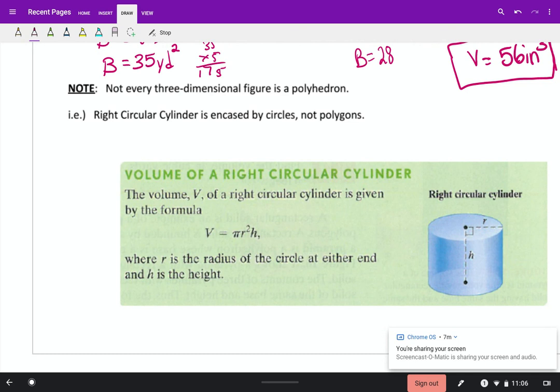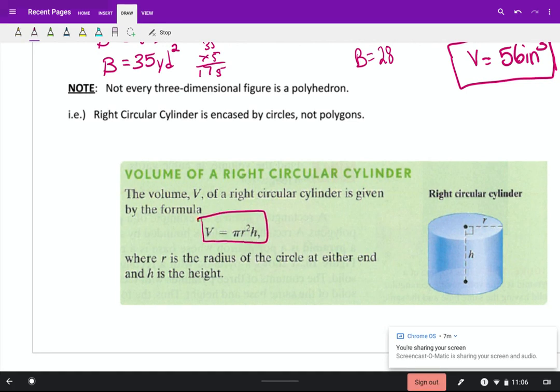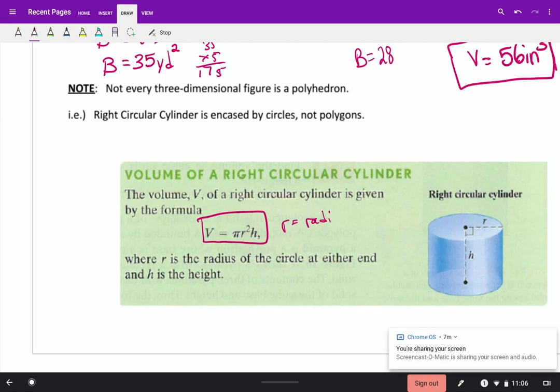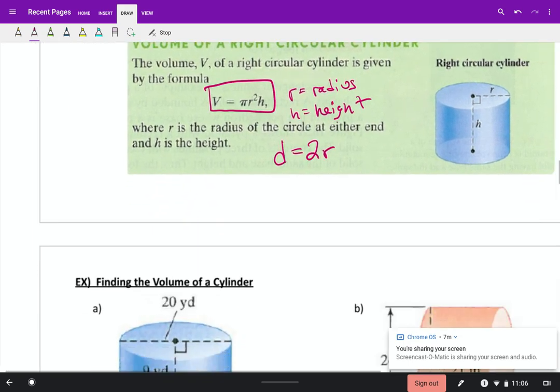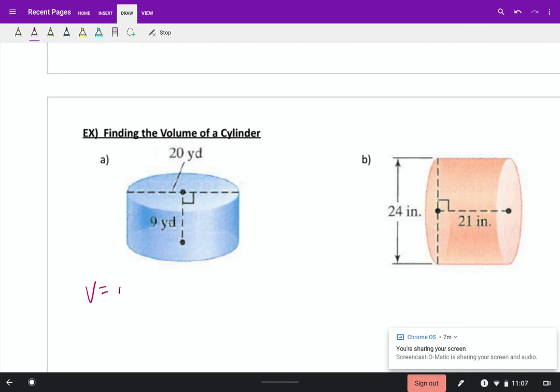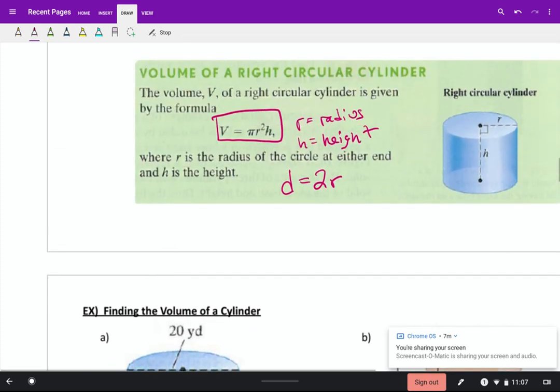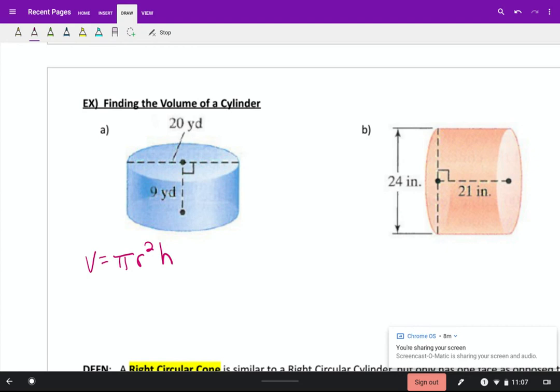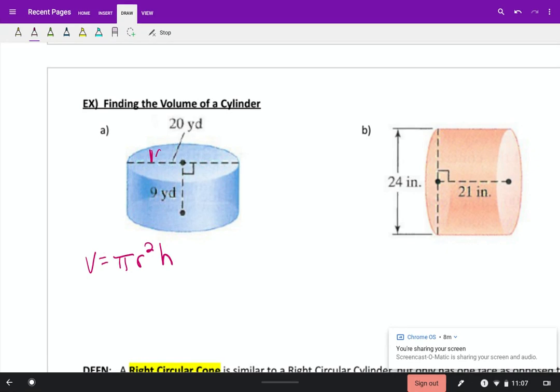So anytime you have a right circular cylinder, this is the formula you are going to use. R is obviously radius, and H is obviously height. So volume is equal to pi times the radius squared times the height. Sometimes they'll give you the diameter. Remember, the diameter is equal to 2 times the radius. So if they give you the diameter, divide it by 2 to get the radius. And they do give us that. So volume is equal to pi r squared h. Let me make sure that's right. Yep. So 20 yards is the whole diameter. So really, half of 20 is 10. So volume is going to be equal to 10 squared times 9 times pi.